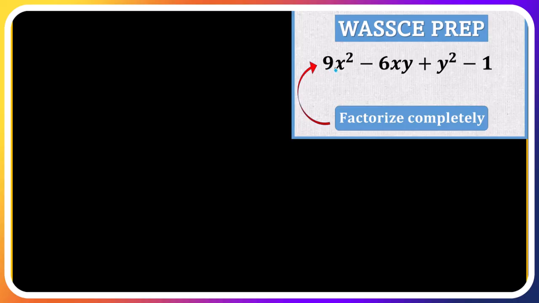Given 9x squared minus 6xy plus y squared minus 1, factorize completely. Solution.